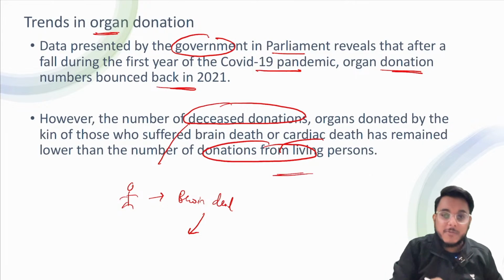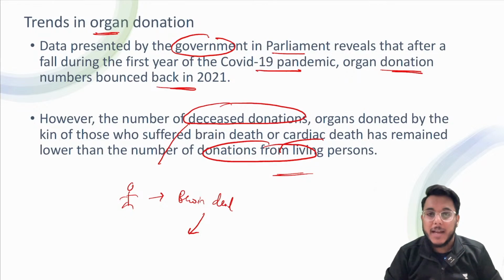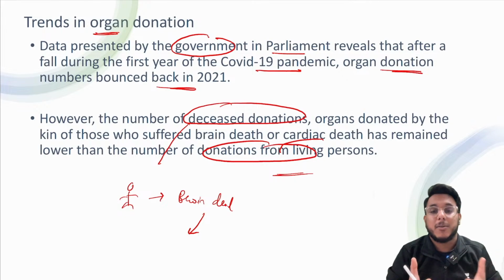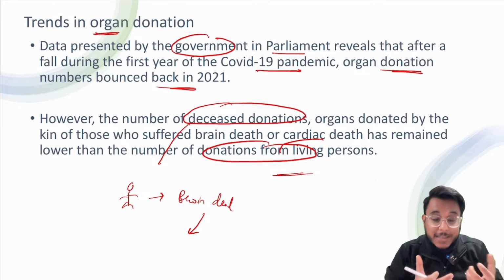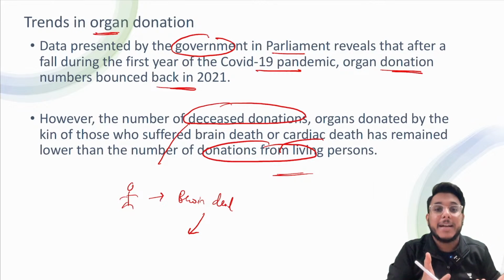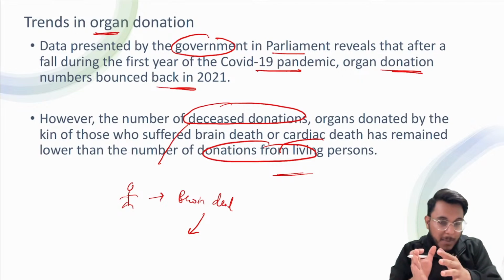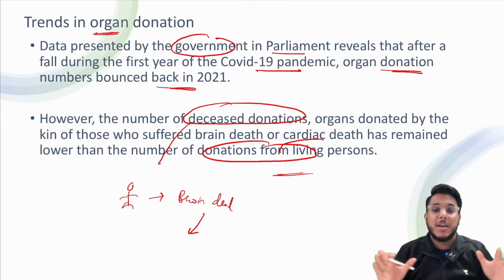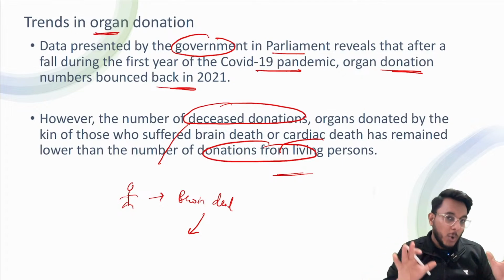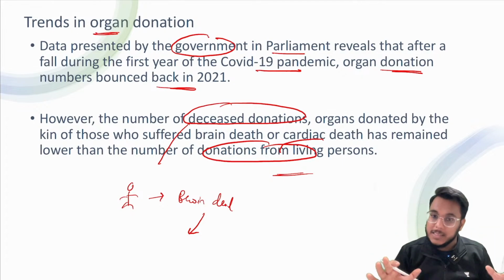Then there are donations from living persons. Many times, guys, we find that suppose there is a kidney failure of a family member, then another family member can volunteer and say, okay, I may give my kidney. Is it clear or not? So living members donate their organ to another living member, and this kind of donation largely happens within close friends and family circles.